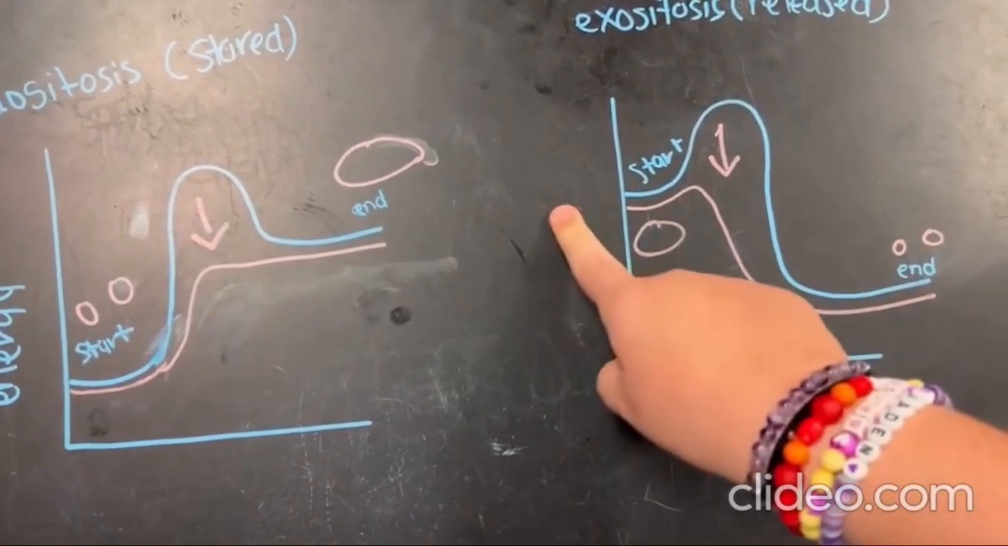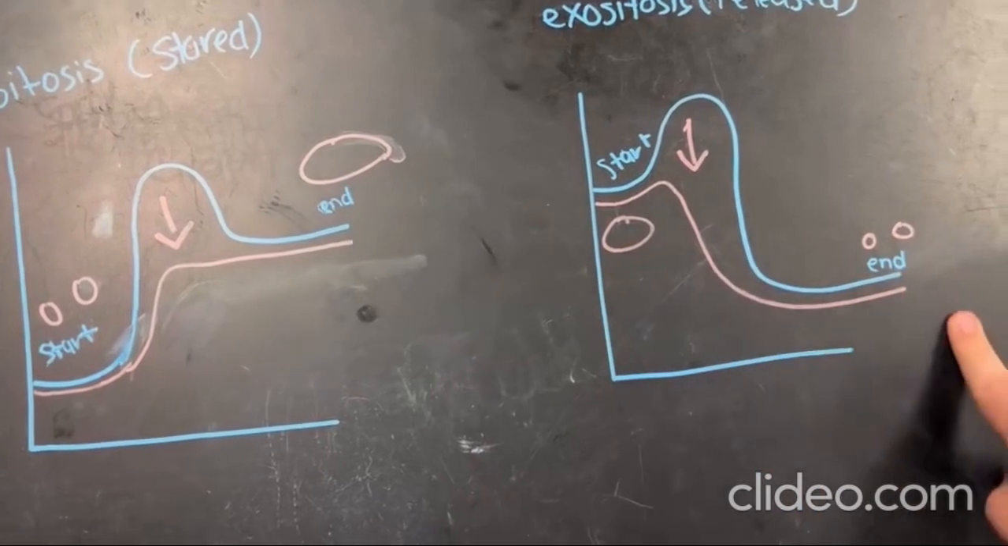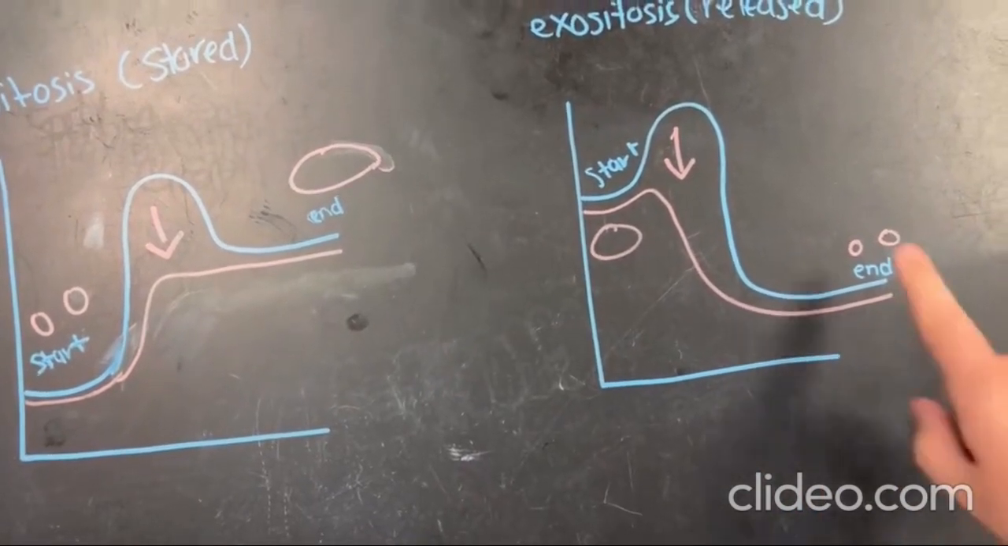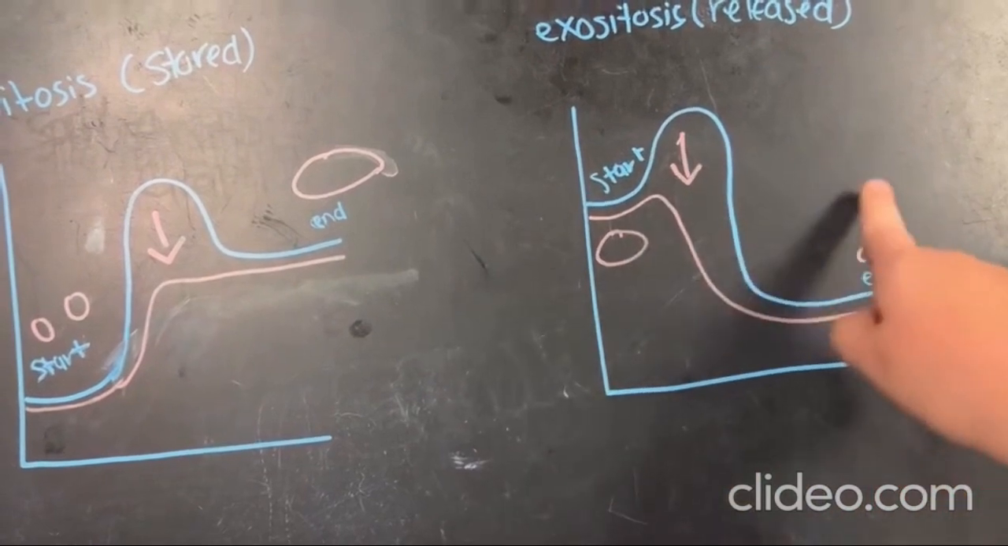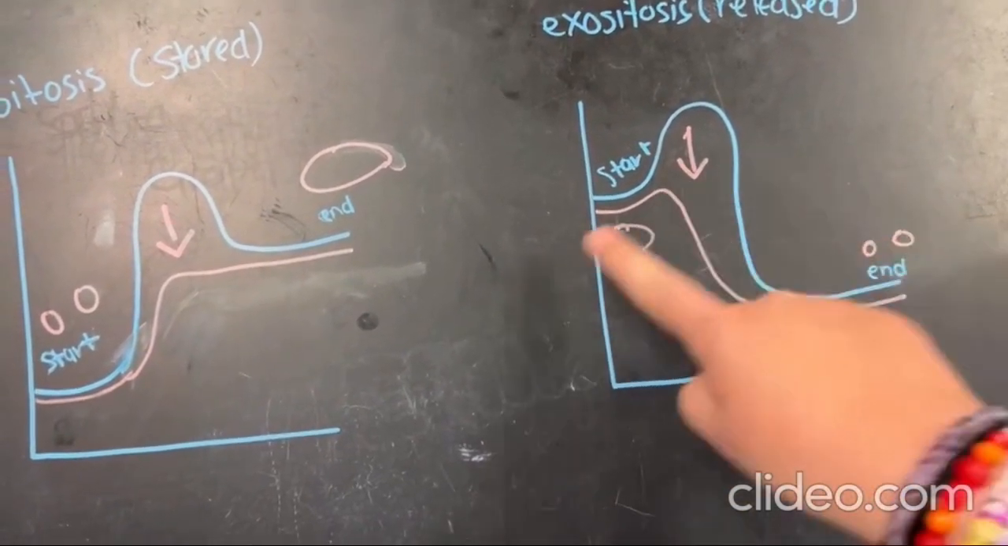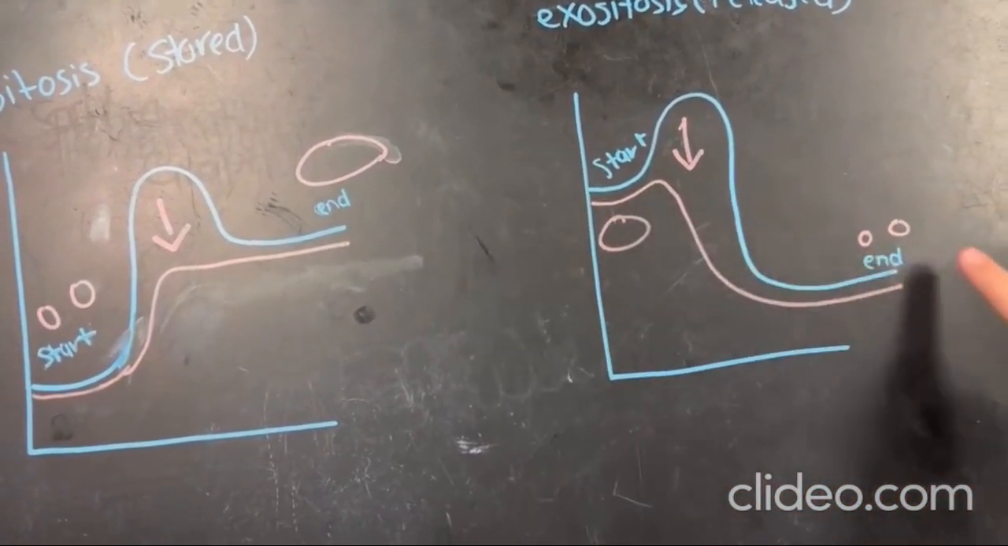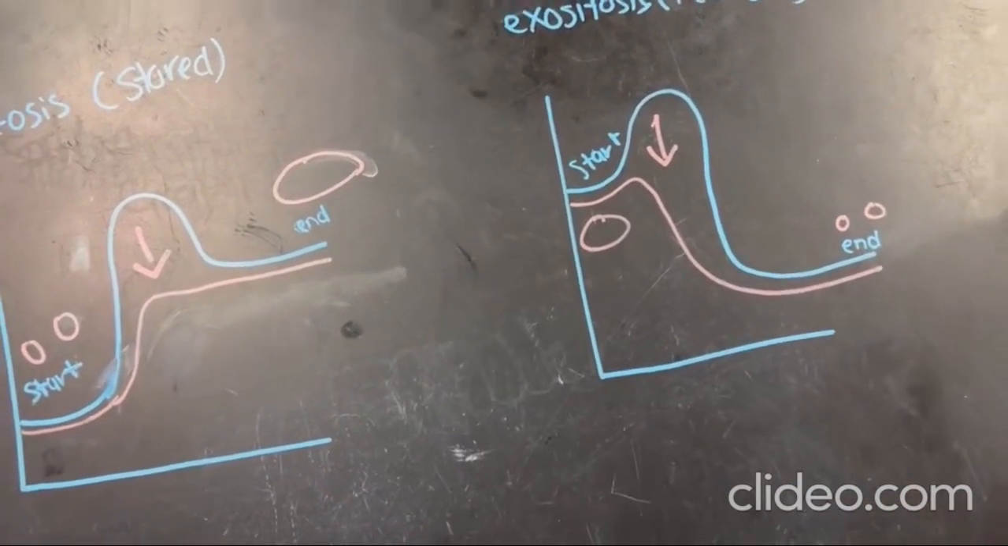And since the starting point is lower on the graph than the end, that means that the energy is being stored. And it is an endergonic reaction. Opposite of this one, since the starting point is higher than the end, is an exergonic reaction, and energy is being released.